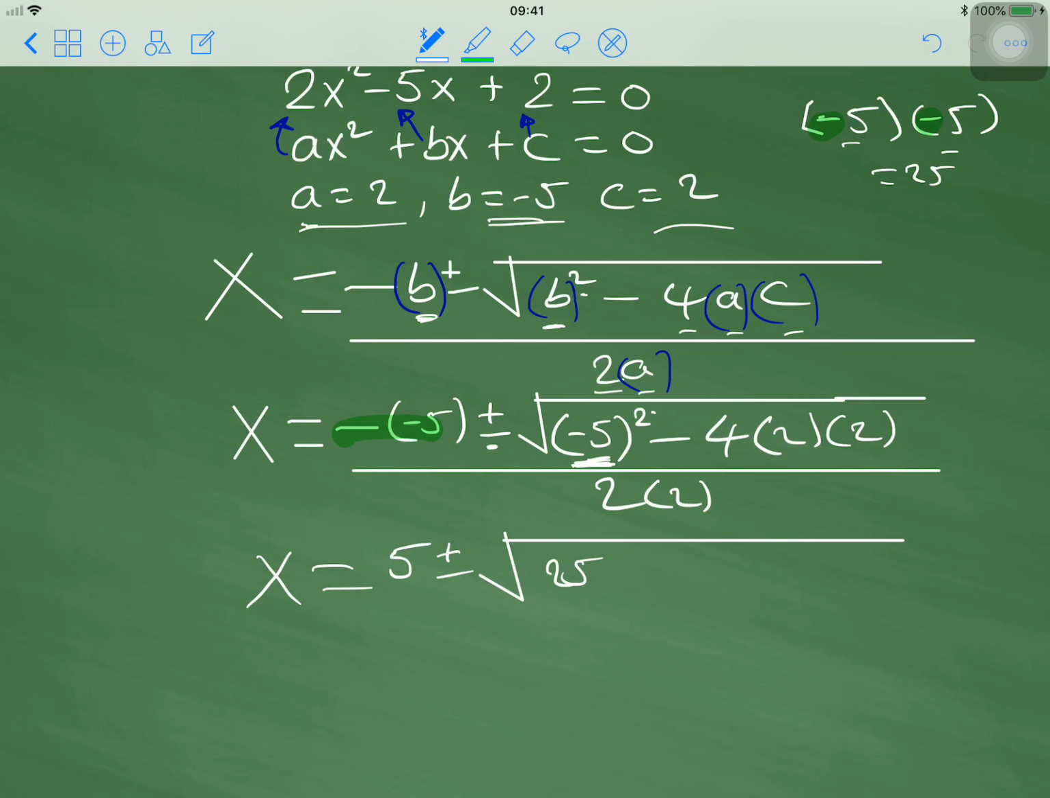Next, 2 times 2 is 4. 4 times 4 is 16. Then we have this minus sign. So we have minus 4 times 4 is 16, divided by 2a. So our denominator is 2 times 2, which is 4.